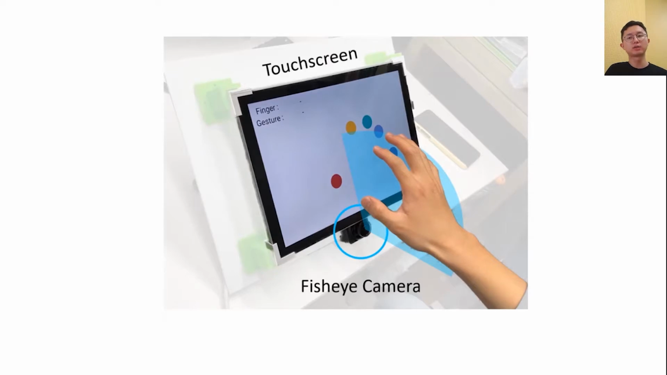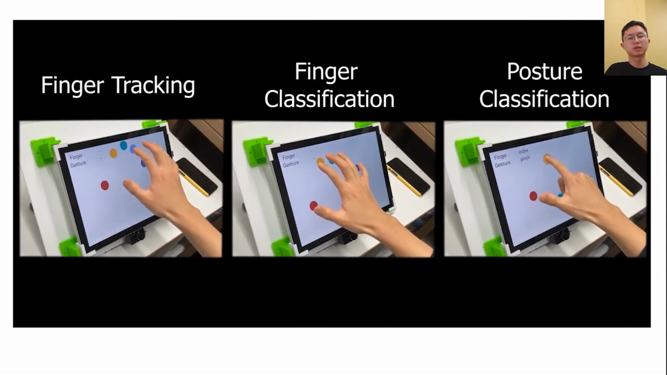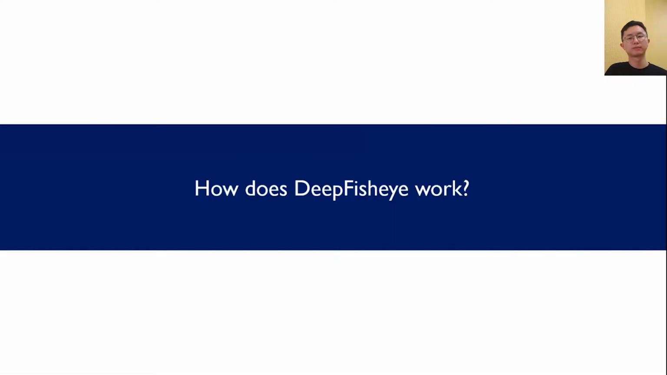A fisheye camera is attached to the bottom of the touchscreen. It tracks fingers' locations above the touchscreen using a deep learning model. With the 3D finger joint location data and simple rule-based classifiers, DeepFisheye can classify touching fingers and hand postures. I'll explain the working principle behind the DeepFisheye.